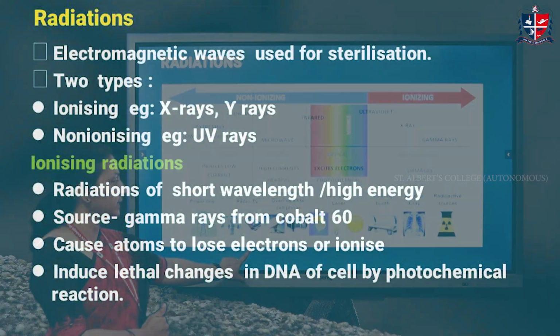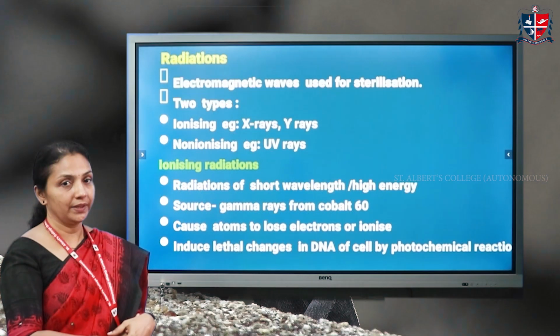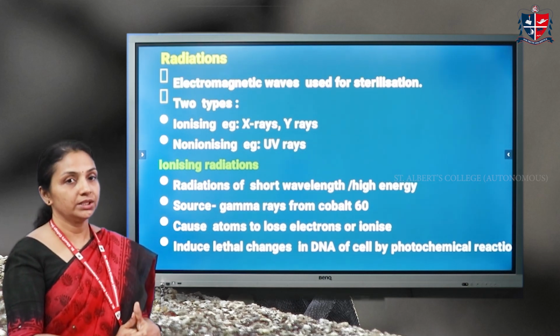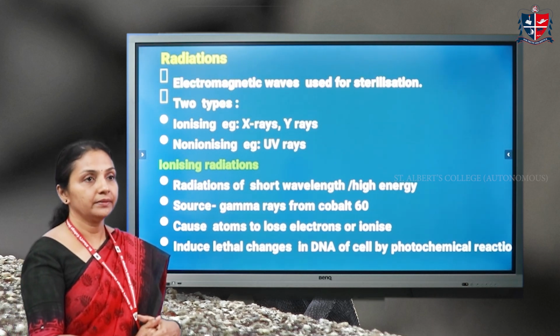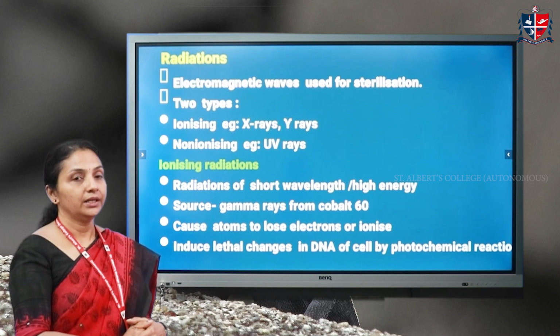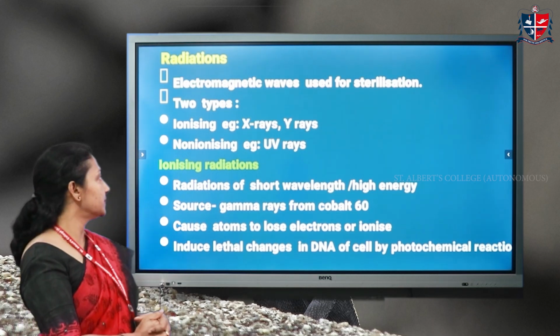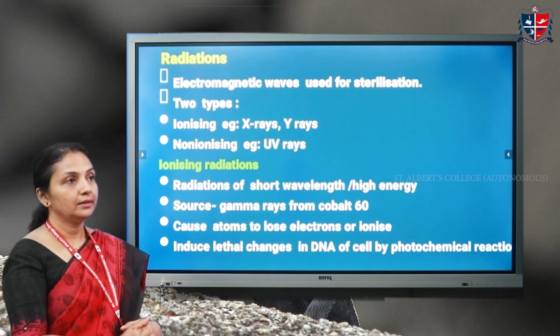Let's look into the details. Electromagnetic waves used for sterilization are known as radiations. And the two types of radiations which are used for sterilization are ionizing as well as non-ionizing radiation. Under ionizing radiations, we have the X-rays and gamma rays, whereas under non-ionizing radiations, ultraviolet radiations are the most commonly used. Coming to the details of ionizing radiations.